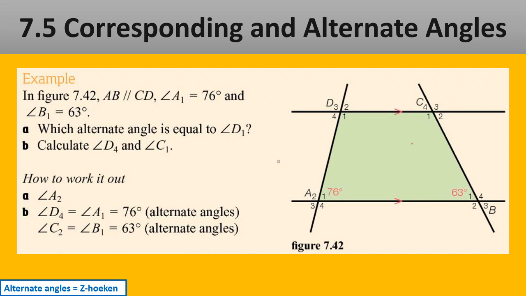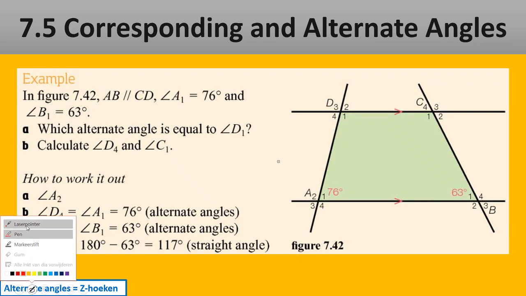I think that angle C1 is equal to angle C4. So you can do it now in two ways. The book says, well, I'm going to say that angle B1 equals angle C2. There's the Z formation right here. So those two are alternate angles. And then they say, well, if I know C2, I can calculate C1 using the straight angle rule. 180 minus 63 gives me 117.